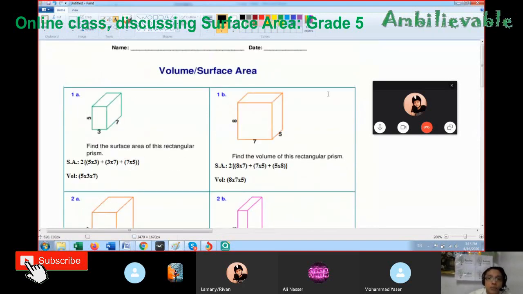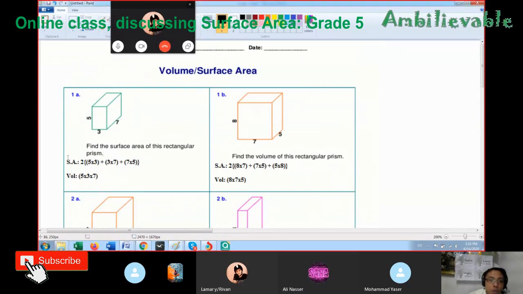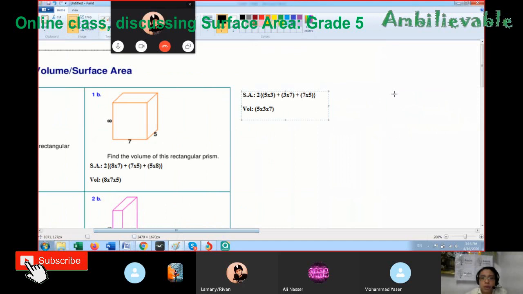Look at this one. I will put the solving here so that all of you will learn. So this one, in number 1. Let us solve. You have 2, right? Now, parenthesis, 5 multiplied by 3 is equal to 15. Plus 3 multiplied by 7 is equal to 21.